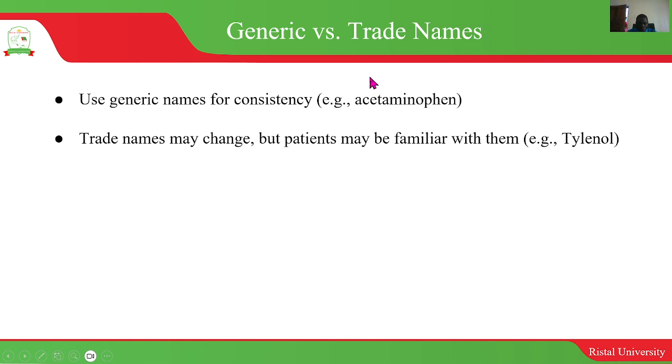Now, let's look at generic versus trade names. You might already be familiar with this, that sometimes for the same drug we find different names. This happens because different manufacturers use different brand names to be able to identify the products of one manufacturer from the other. But normally for uniformity, there are what we call generic names, which is the name that goes across for the drug universally. We are supposed to know this drug with the same name.